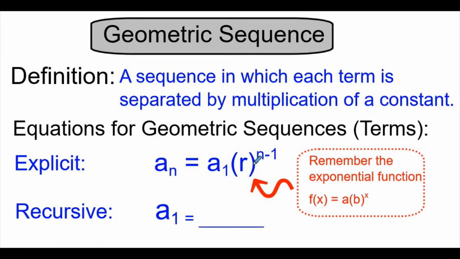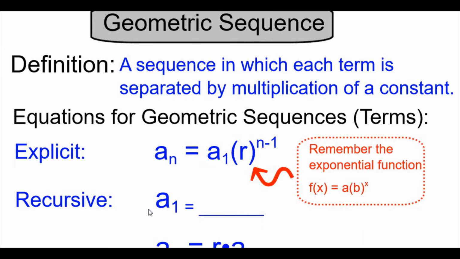So this equation is identical to the exponential function f of x equals a b to the x. And if you want to go back and watch that video, it might help you understand exactly what's going on. There's only one difference, and that's the exponent is n minus 1 and not just n, because this one's x. We still have the whole decay and growth thing going on. We call it slightly different words in this chapter, and there's a major implication later for that.